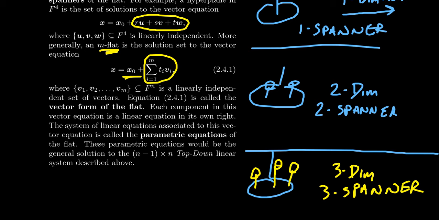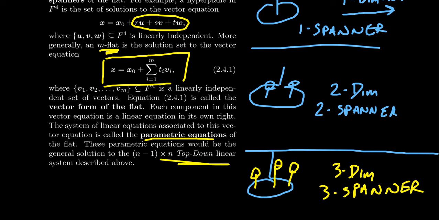And so this equation we see right here is often referred to as the vector form of the flat. This equation is a vector equation. We can turn it into a system of linear equations. And when you translate your vector form into a system of linear equations, these are often referred to as the parametric equations of the affine set. These parametric equations, this flat, is the general solution to the top-down approach, that linear system. So there is this connection between them.